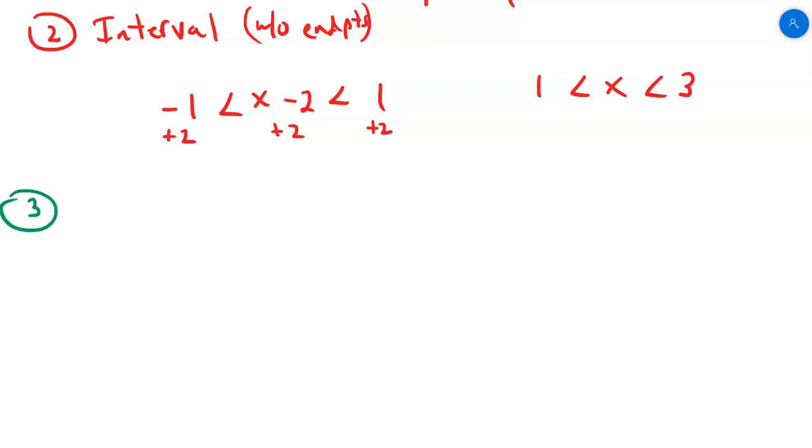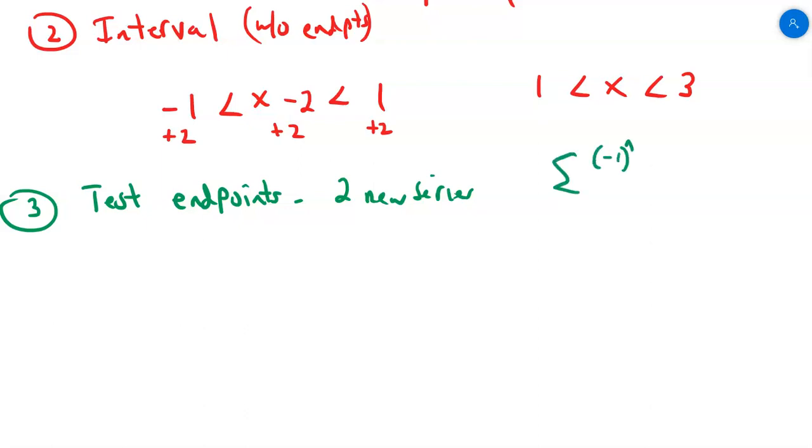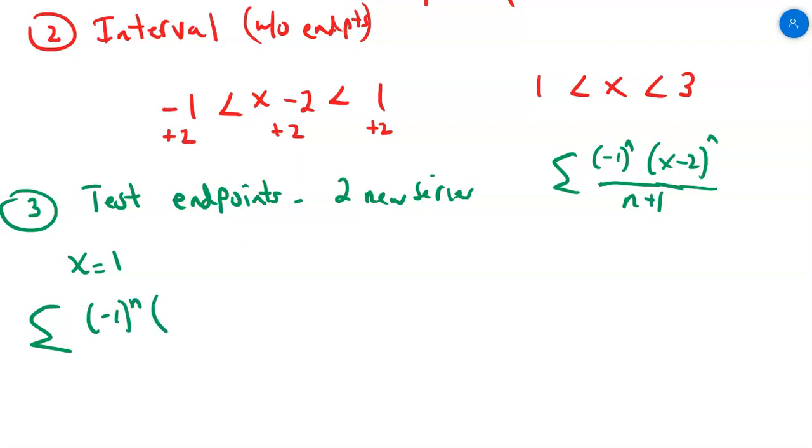All right, so now we need to test the endpoints. And the way that we test the endpoints is by taking each endpoint and throwing them back into the original series to create two new series. So the original series was (-1)^n (x - 2)^n over n + 1. The first thing we'll do is work on x = 1. Now remember, these are x's, these are not n's. So I'm going to come up with a series of (-1)^n (1 - 2)^n over n + 1. Just to save some screen space, I'm going to do the 3 over here, and then we'll work down both ends.